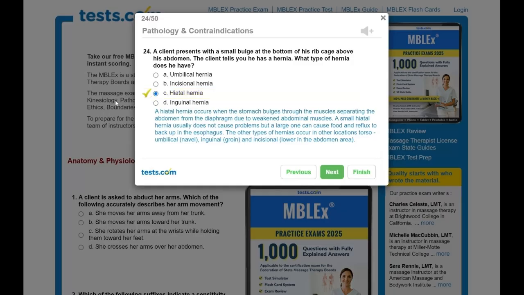C. Hiatal hernia. A hiatal hernia occurs when the stomach bulges through the muscles separating the abdomen from the diaphragm due to weakened abdominal muscles. A small hiatal hernia usually does not cause problems, but a large one can cause food and reflux to back up in the esophagus. The other types of hernias occur in other locations: umbilical, at the navel; inguinal, in the groin; and incisional, lower in the abdomen area.